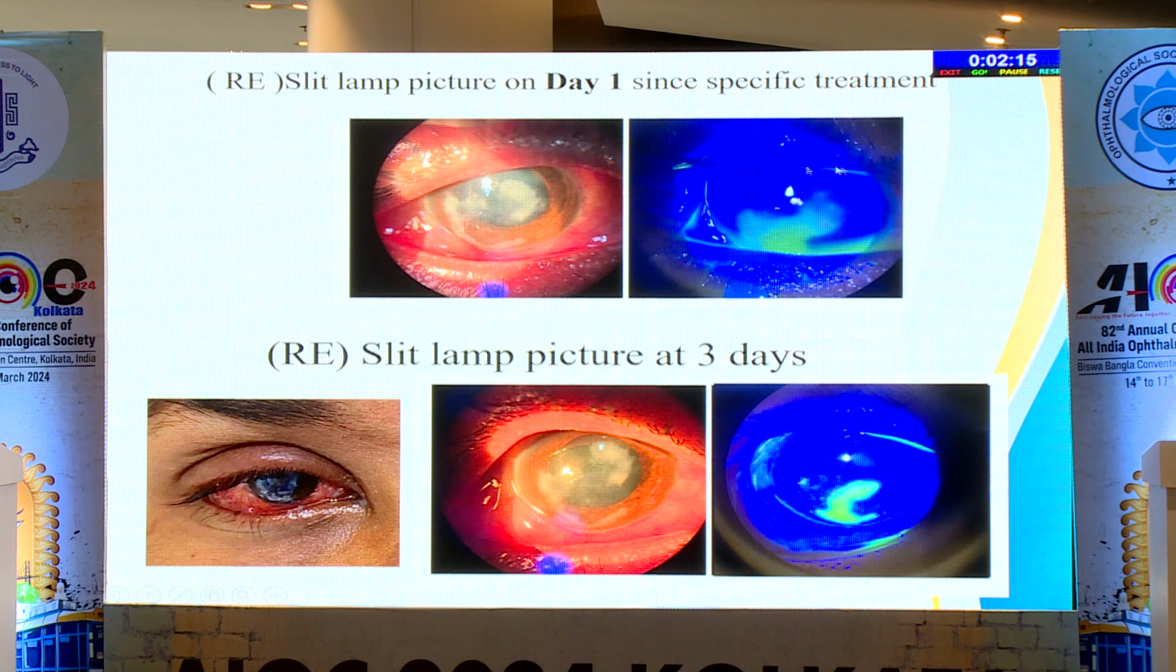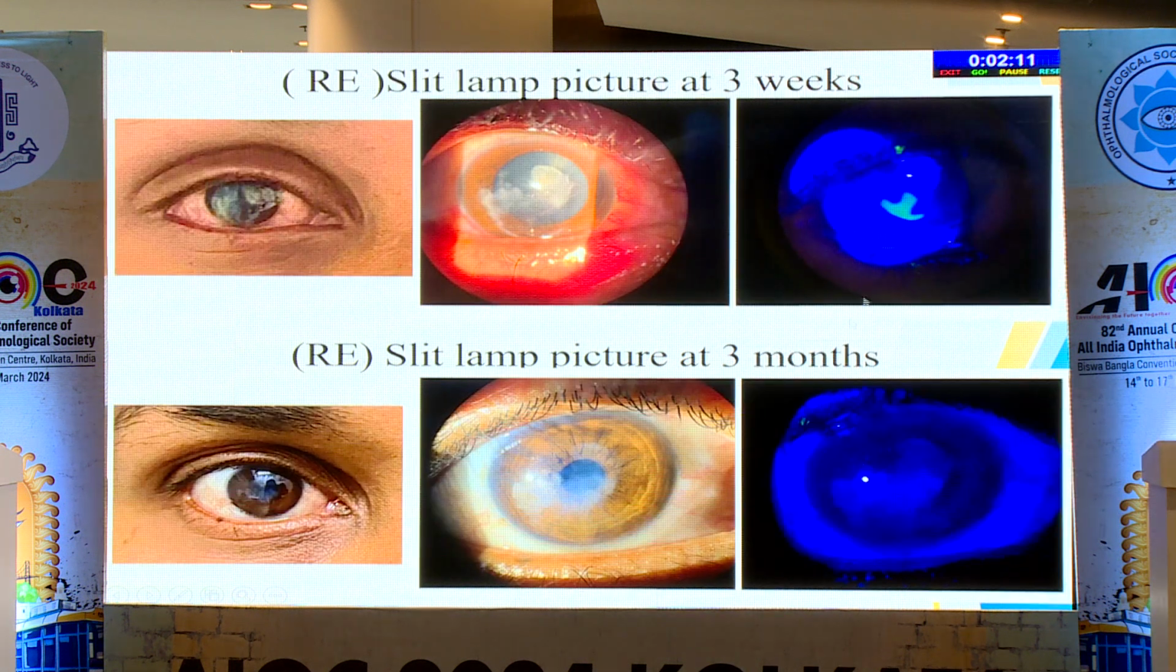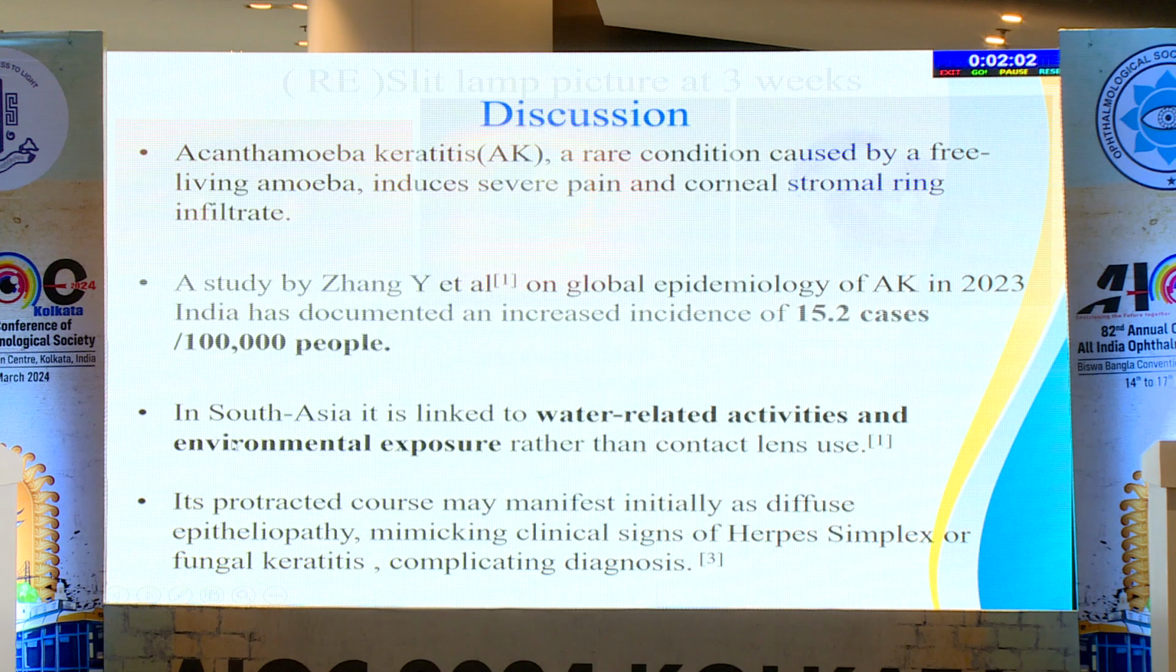So this was the picture on day 1 of presentation. Day 3 after we started the treatment. At 3 weeks, the ulcer size was reduced, and at 3 months, it was stain negative. There was corneal opacity left, and the eye was almost quiet.